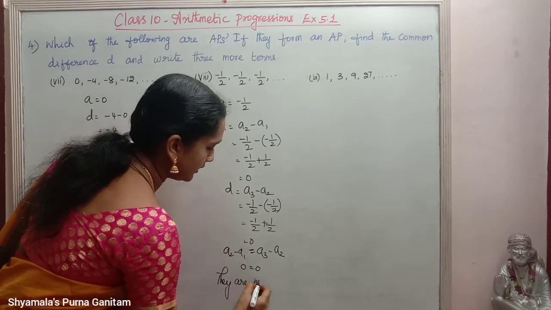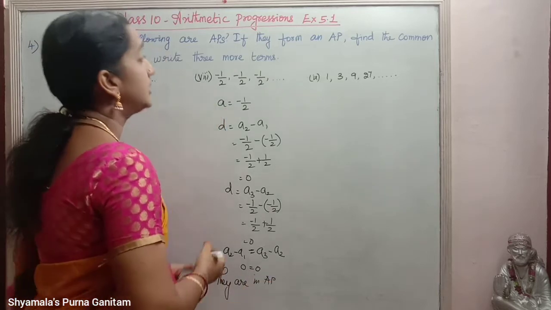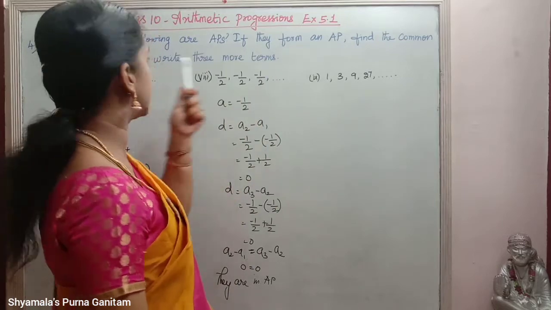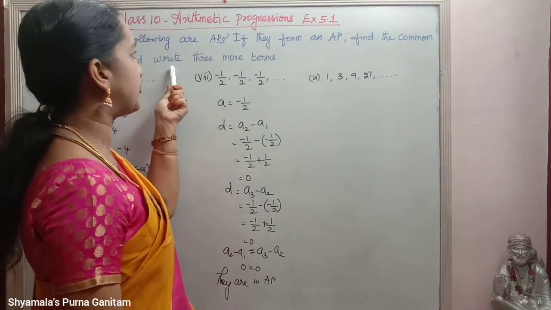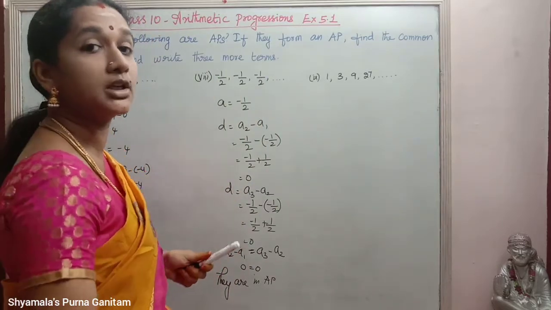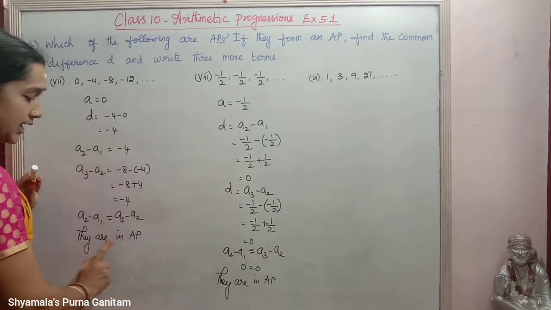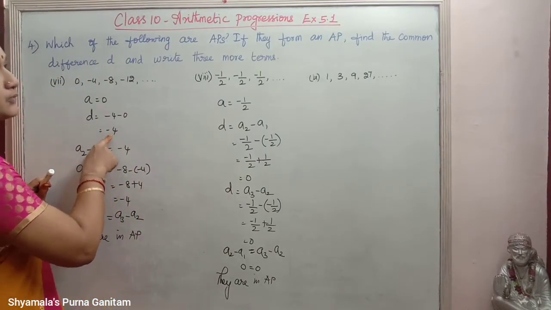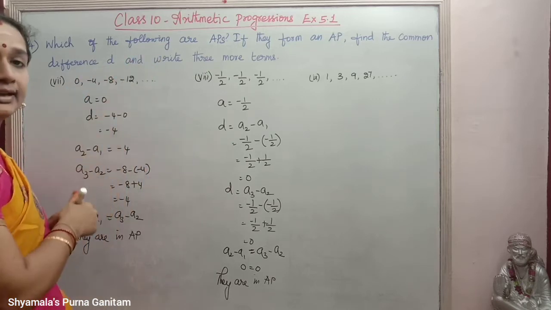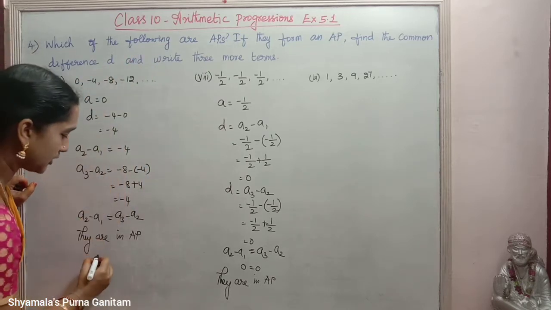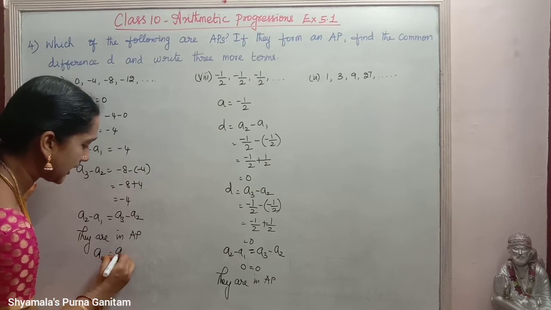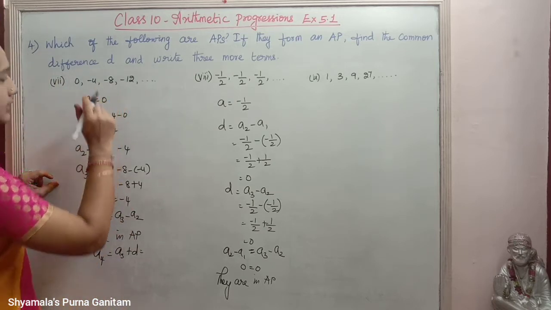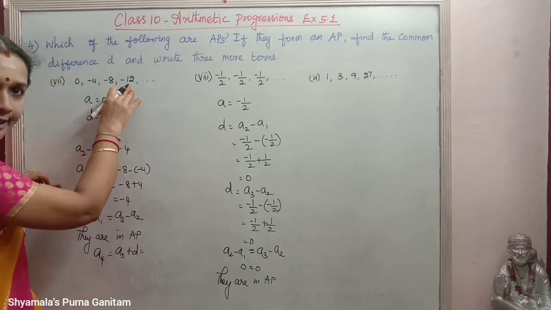They are in AP. But one more thing: if they form an AP, we are asked to find the common difference and write the next 3 more terms. The common difference we already found as -4. The next 3 terms will be A4. A4 is A3 plus D, and A3 is -8. A4 is already there.